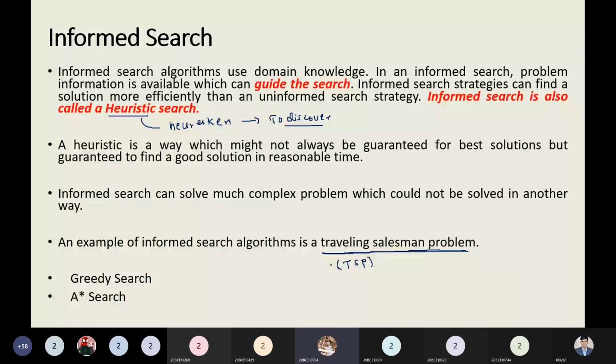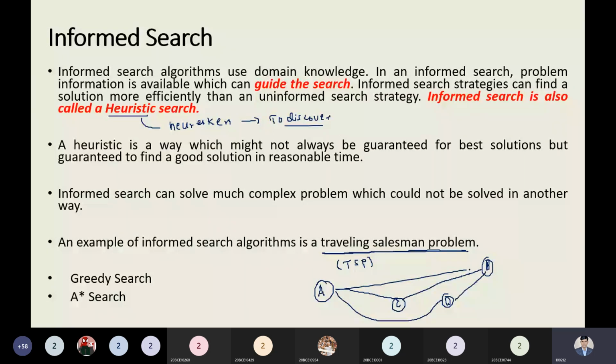So we have to find a path which is of least cost to reach the destination, which takes the least cost to destination. See, this is A, and this is B, and this is C, and this is D. So A is connected to C, and A is connected to D as well, and D is connected to B.